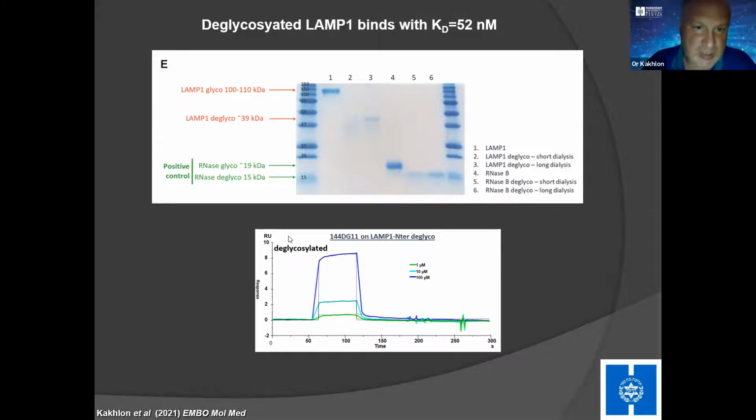So after deglycosylation, chemical deglycosylation of LAMP1, the luminal part, we saw a reasonable binding and debinding, association and dissociation, and indeed, now the KD, the affinity constant, was reasonable, 52 nanomolars, which made sense.